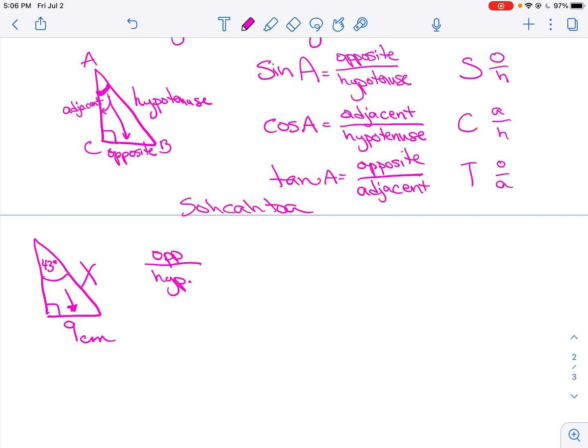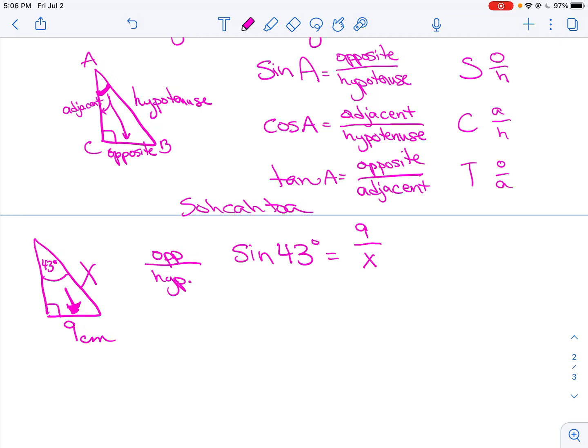So we're going to do the sine. Now, we don't need to put a letter because it actually gives us what the degree measure is. It gives us 43 degrees. We're looking at the opposite. So what's opposite of the 43? A 9 is. The hypotenuse is an x.